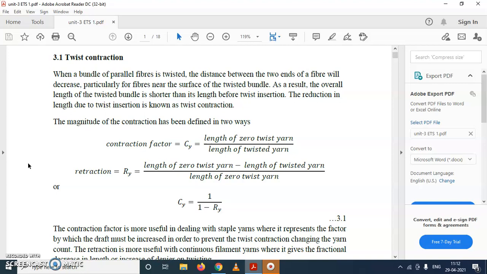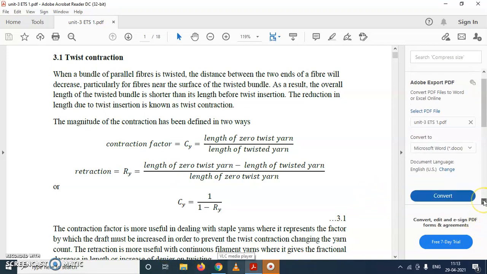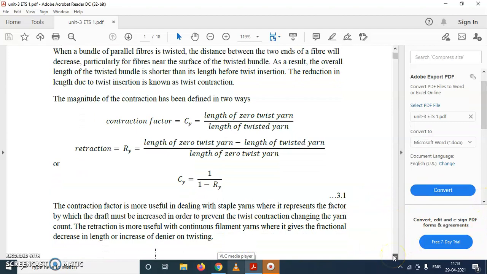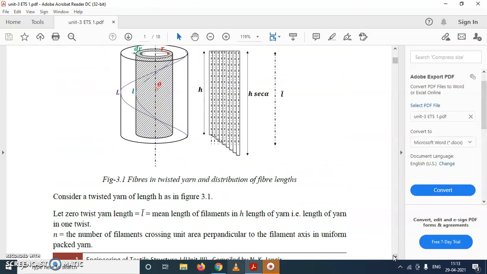Now we'll try to understand the relation between Cy, that is contraction factor, and surface helix angle. So we'll derive a simple relation.